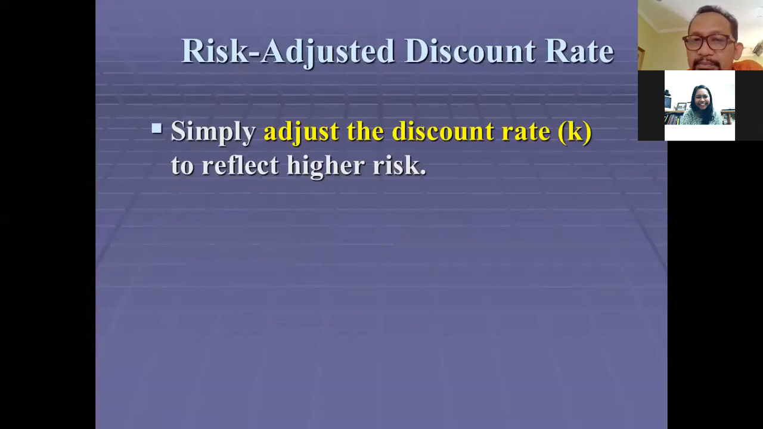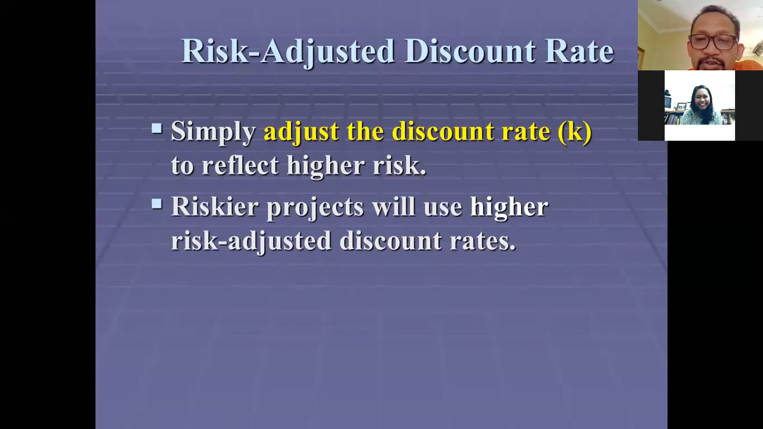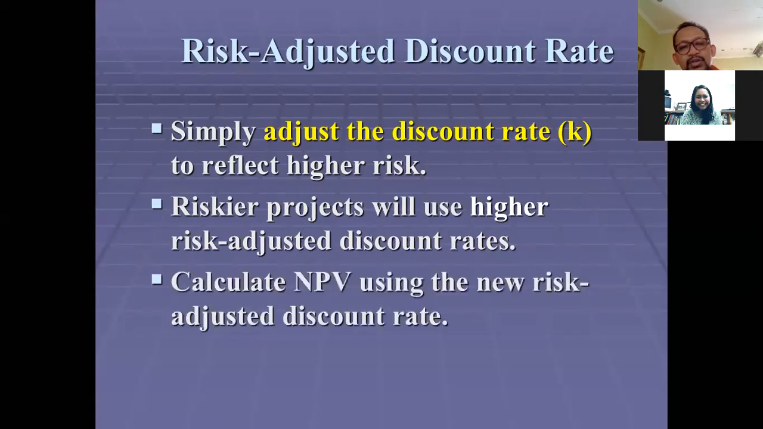So these are the steps to calculate the risk-adjusted discount rate. The first step is simply to adjust the discount rate, the K, to reflect higher risk. High risk, high return, low risk, low return. A riskier project will use a higher risk-adjusted discount rate. Then you calculate the net present value using the new risk-adjusted discount rate.